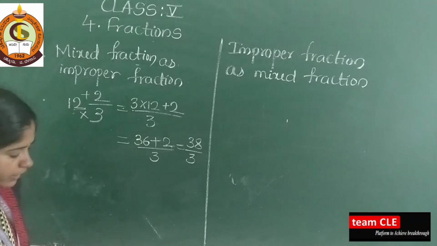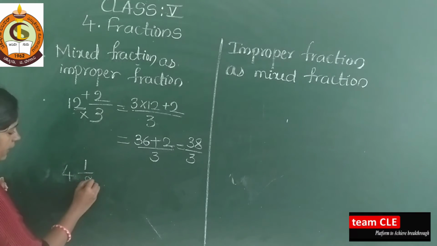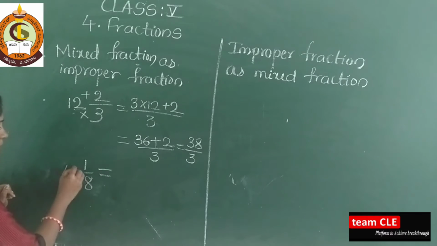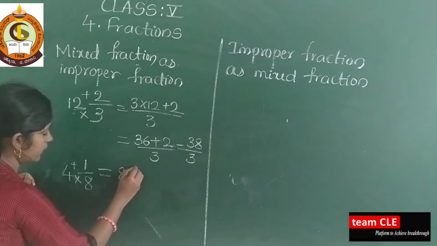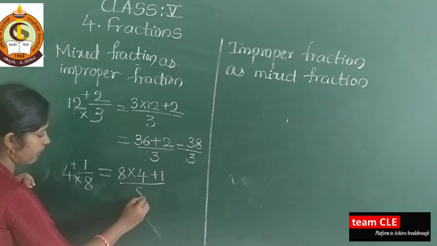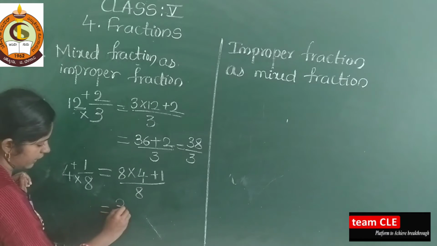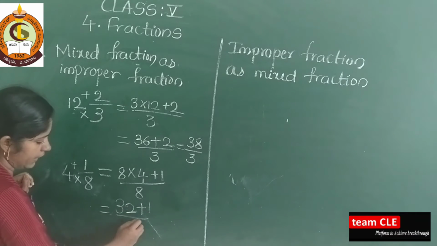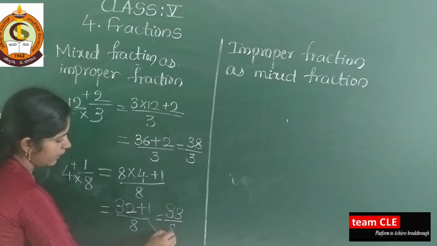Let us take one more example. I will take here 4 integer 1 by 8. Then how to do this? First you need to multiply, next you add. Multiply here 8 into 4, 8 into 4 plus 1 divided by 8. 8 4s are 32. What is there here? Plus 1 upon 8. Okay, 32 plus 1 is 33 by 8.